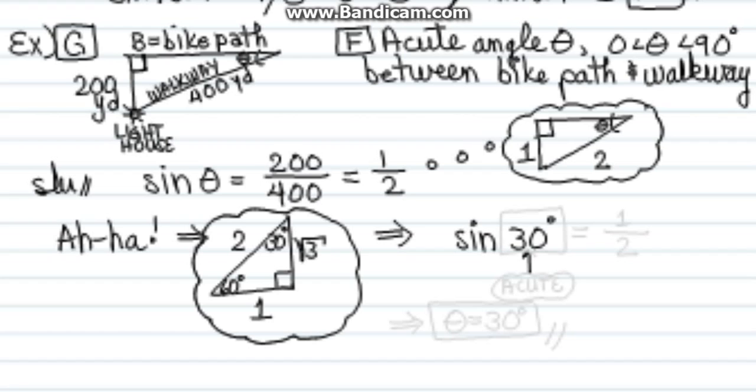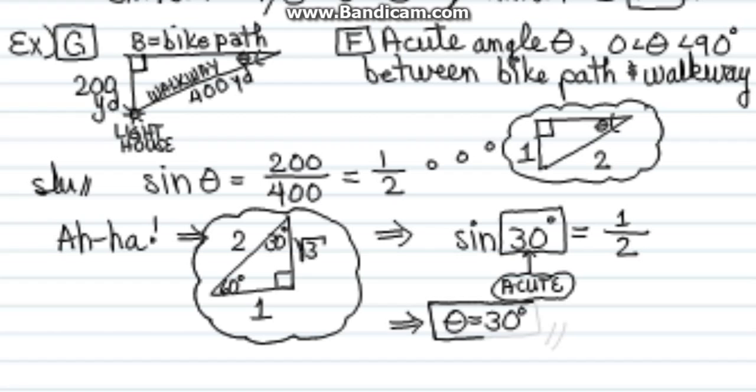I look at this picture that I have in the cloud, and I know the sine of that angle, 30 degrees, which is indeed acute, is equal to opposite over hypotenuse, 1 over 2. So that implies that the angle I'm looking for, the angle theta, in the picture of the walkway and the bike path, is 30 degrees.